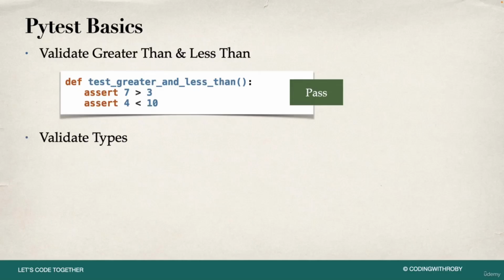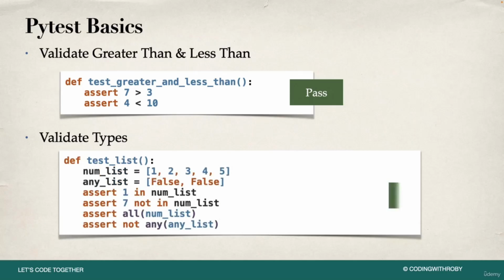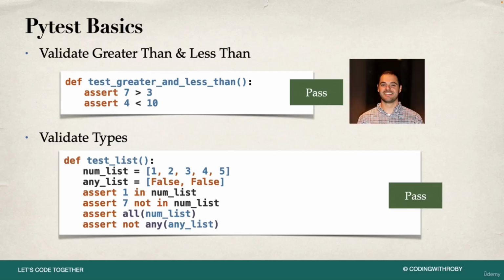We can also validate lists. So we can say def test_list, where we have a num_list, which is 1, 2, 3, 4, 5, or any_list, which just happens to be False, False. Assert 1 in num_list, which is true. Assert 7 not in num_list, which is also true. So we know 7 is not in that num_list. And assert all(num_list), which is true. And then assert not any(any_list), which is also true. All right, well, I hope this explains some of the pytest basics, and I will see you in the next video.